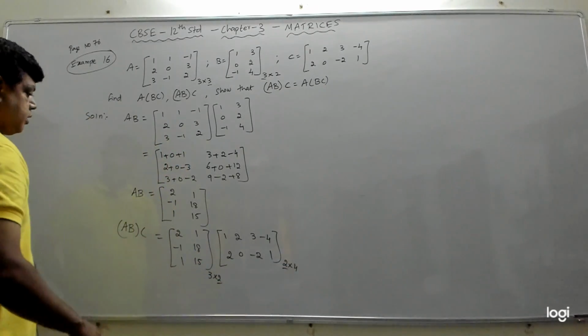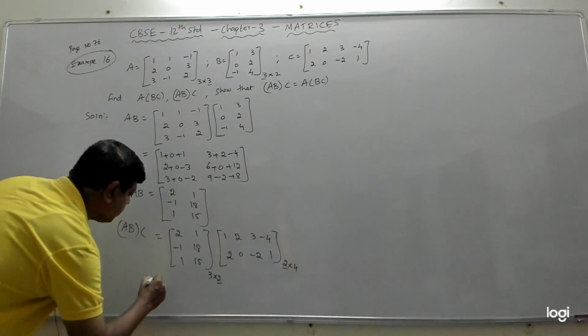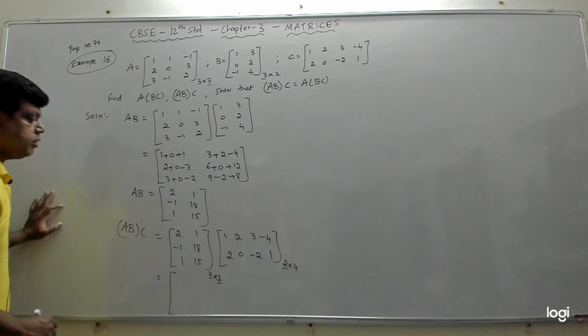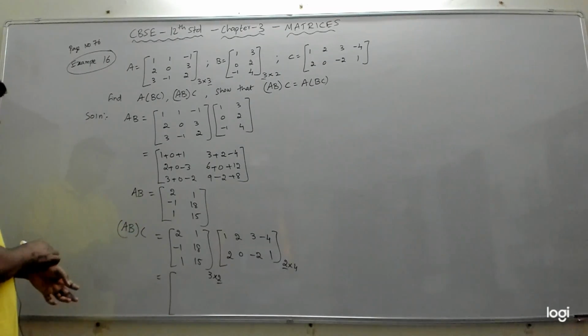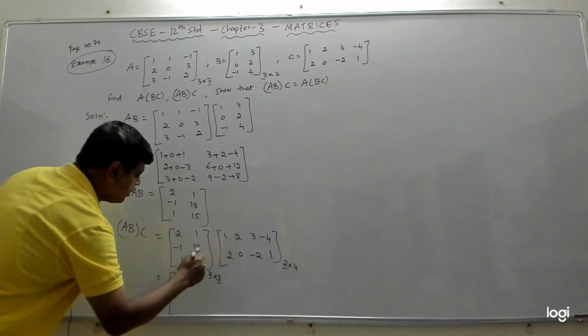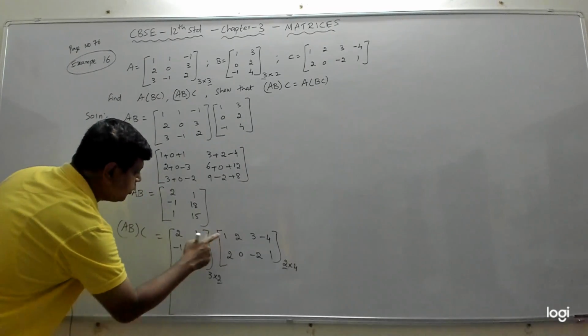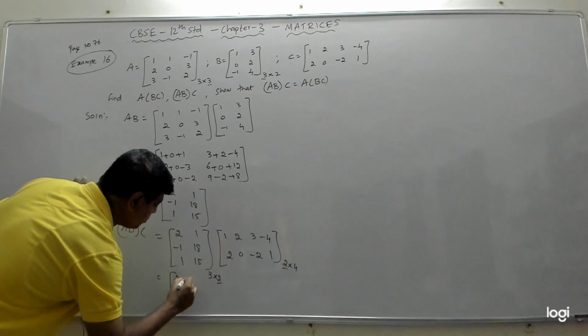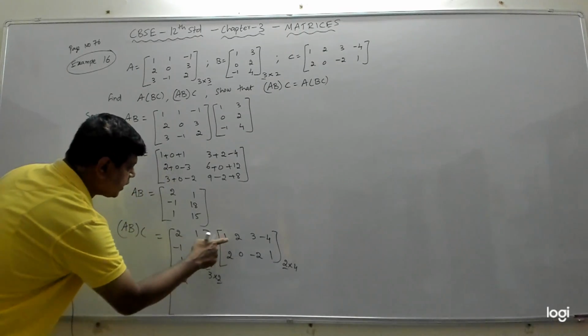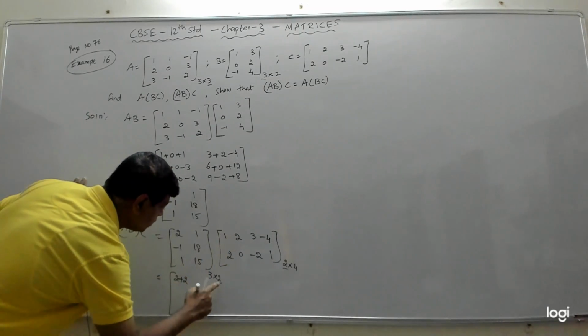Now how do we do this? So again, first row with first column: 2 into 1 is 2, then 1 into 2 is 2. So 2 plus 2. Then again first row with the second column: 2 into 2 is 4.